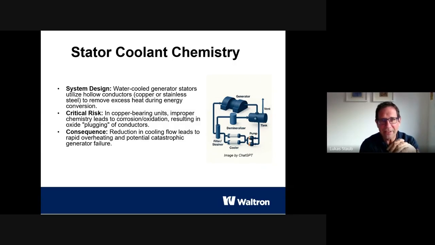Improper chemistry will lead to corrosion, of course, oxidation and corrosion, and that could impact the heat flux greatly by plugging of conductors, and the consequence is a potential catastrophic failure in the generation. A very important part of that is giving a bit of a chemistry overview and some monitoring options, to show how we can make sure that the chemistry is right.